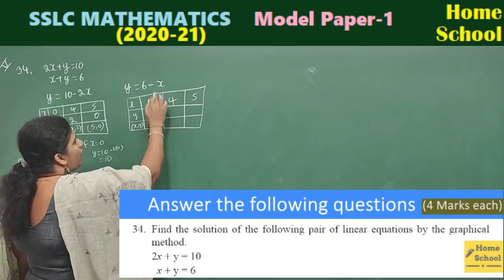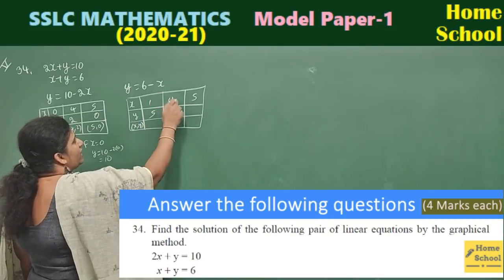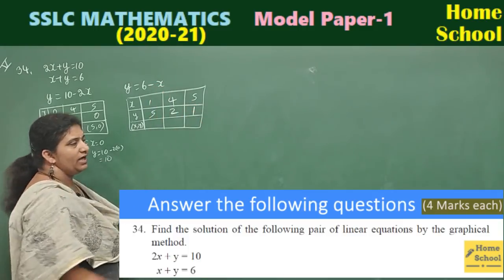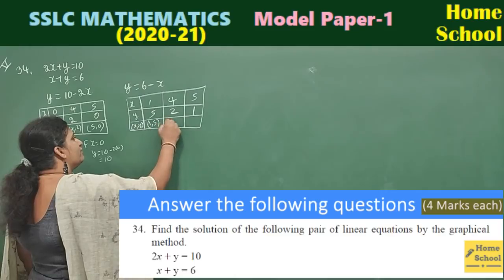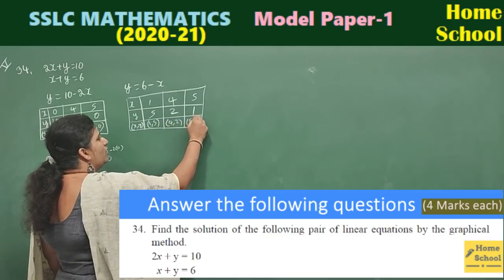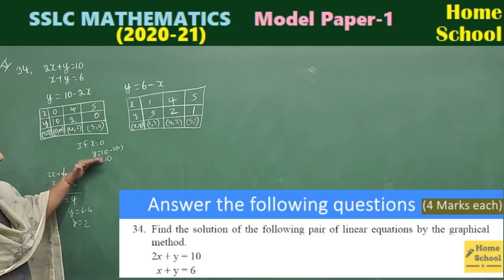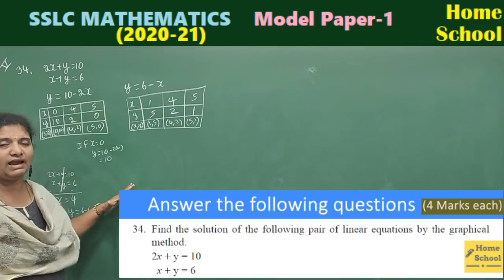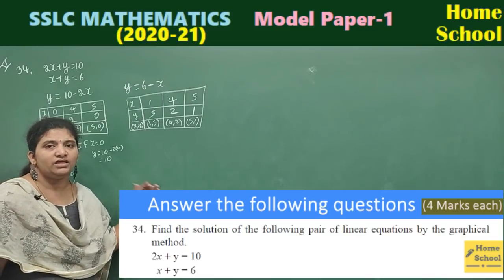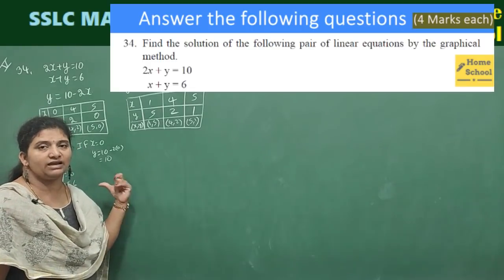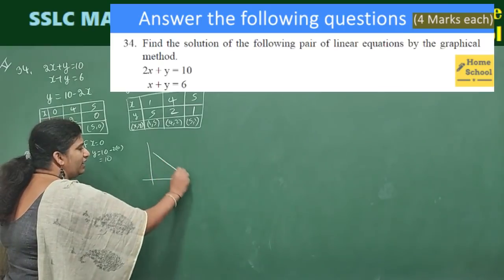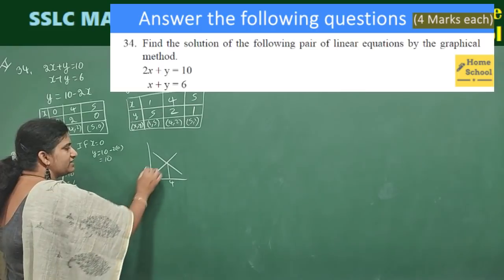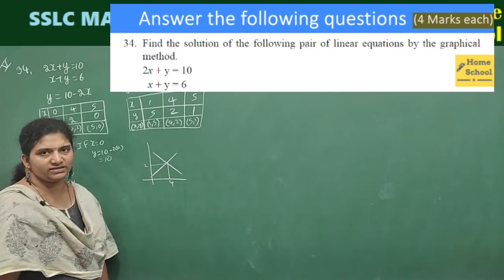Similarly, if you take 1, 6 minus 1, 5. If you take 4, 6 minus 4, 2. If you take 5, 6 minus 5, 1. And your coordinates are 1, 5, 4, 2, 5, 1. So in the same manner, you need to substitute all the values and fill the table. And in the last line, you need to end up with: therefore the pair of linear equations are intersecting and your graph will be like this. So where is it intersecting? At 4 on the x-axis and 2 on the y-axis.